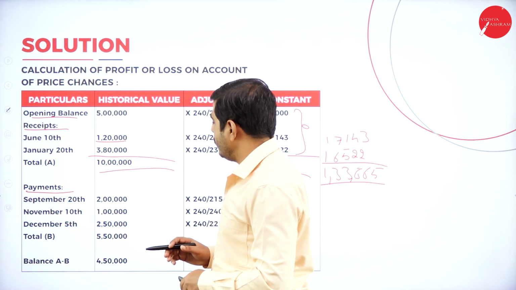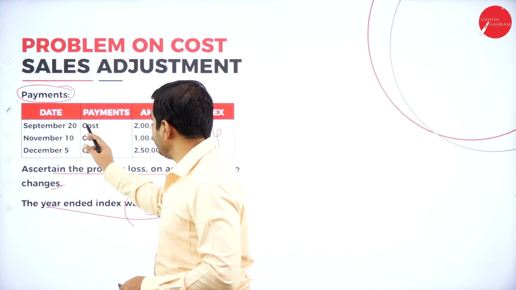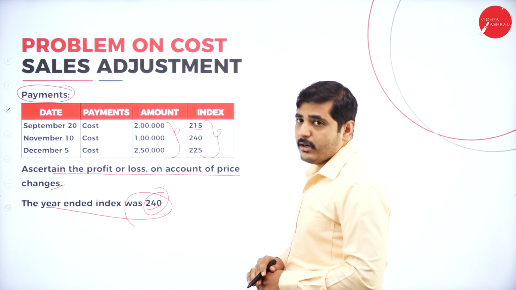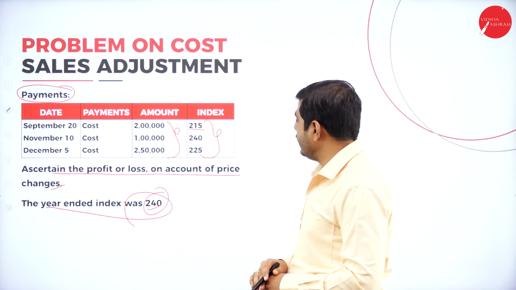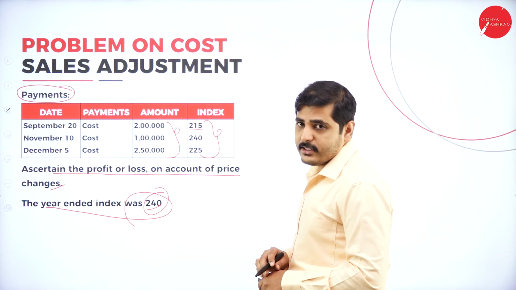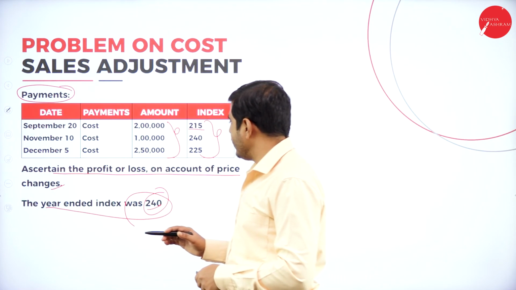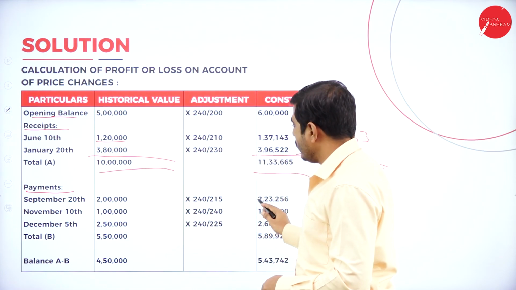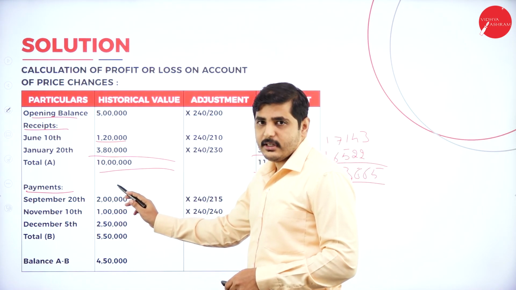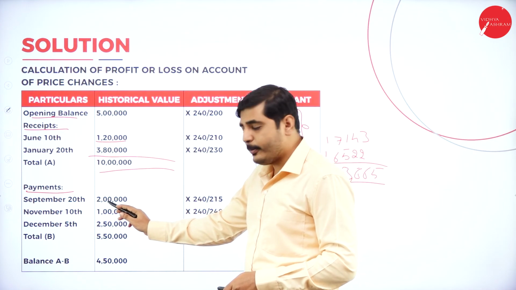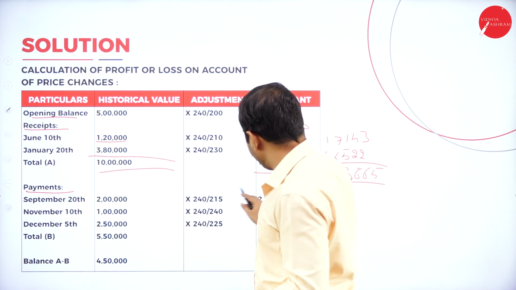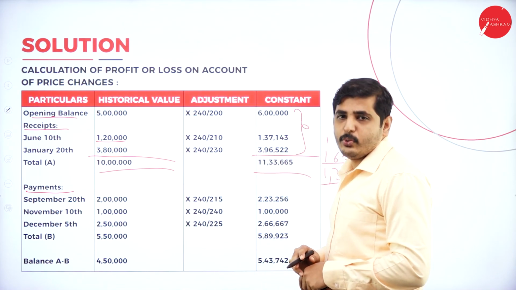On the payment side, look at September 20, the cost is 2 lakh rupees. The index is 215. The current year index is 240. Now let's convert the previous year's 2 lakh rupees to the current year amount. If we purchased a 2 lakh rupees product, on that day we spent 2 lakh rupees. If you want to purchase the same product, how much do we have to spend?